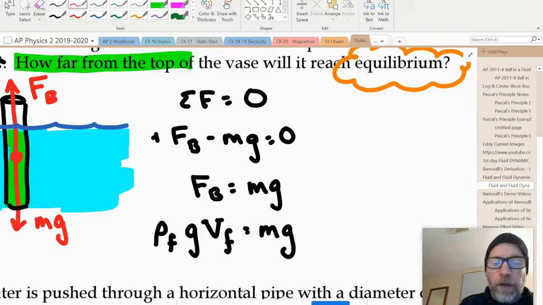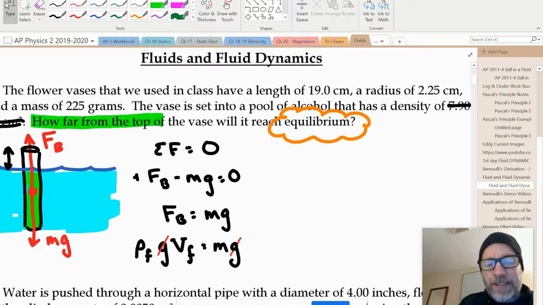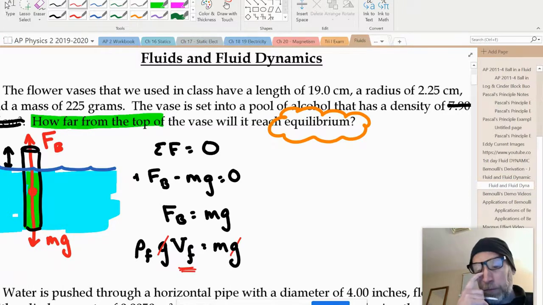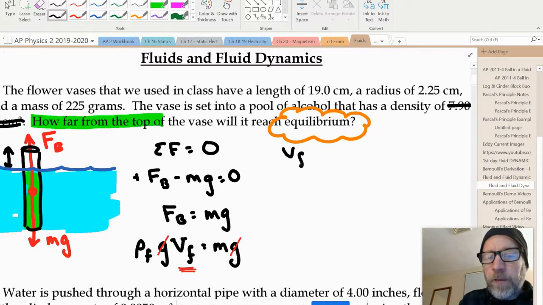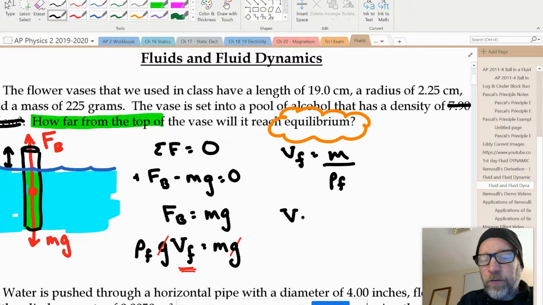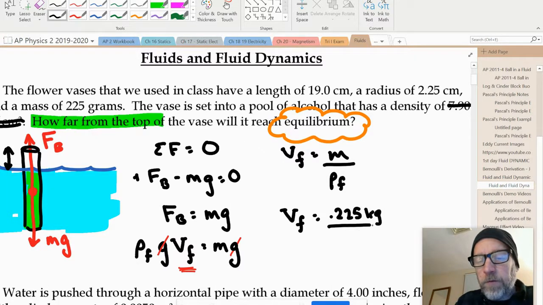Where do we go? Well, I see right away that g's cancel. And it's asking for height. That's going to be wrapped up in this volume of fluid that is displaced. So I'm going to go ahead and solve it for V_F, the volume of the fluid displaced. It's going to be the mass of the object divided by the density of the fluid. And let's try to get all of these units to match up. So for mass of the object, I'm going to go with 0.225 kilograms and divide that by 790 kilograms per meter cubed.